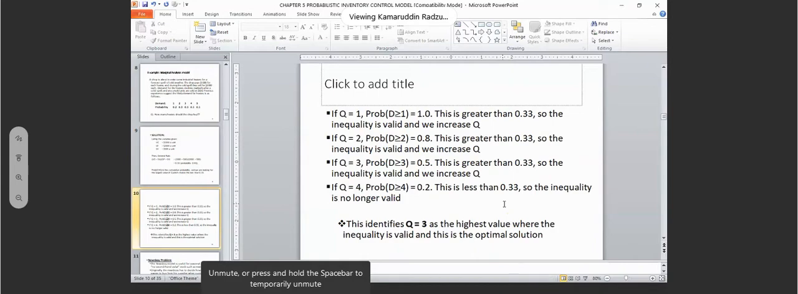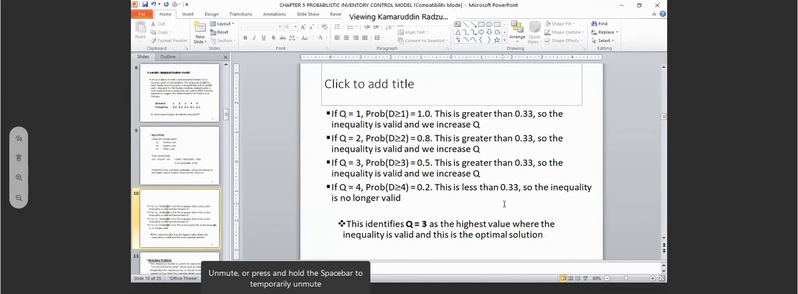So we increase the Q. When the Q equal to 2, the probability of demand that is more and equal to 2 will be equal to 0.8. The probability will be 0.8. And this also greater than 0.33. So the inequality is valid, and we increase the value of Q to Q equal to 3.